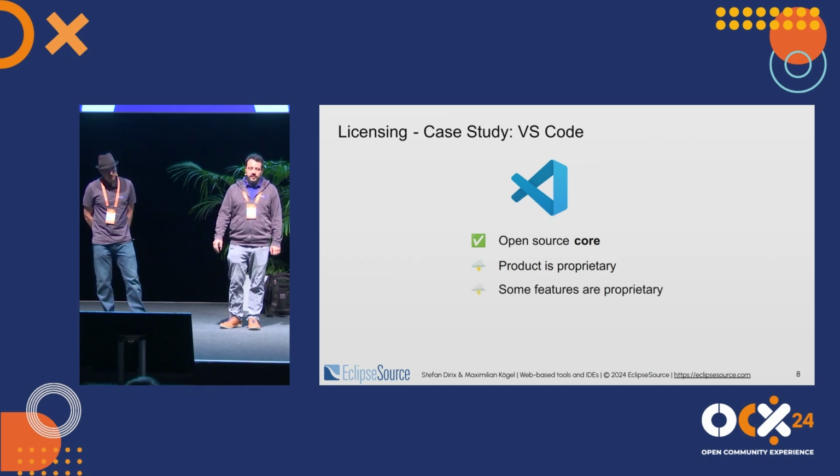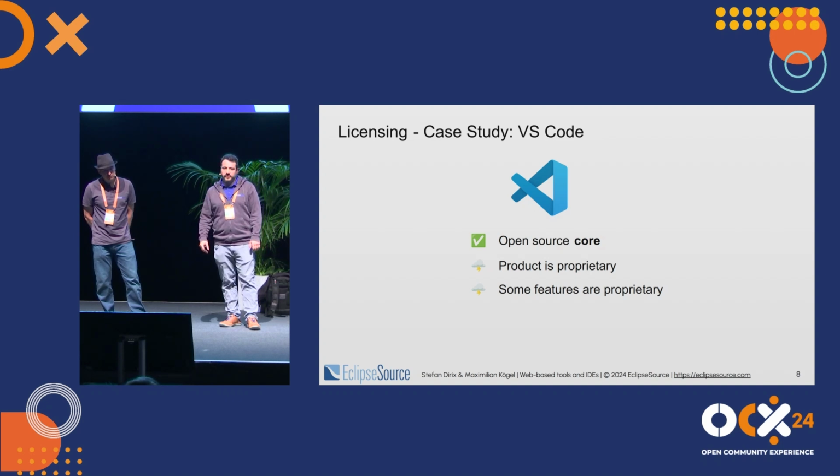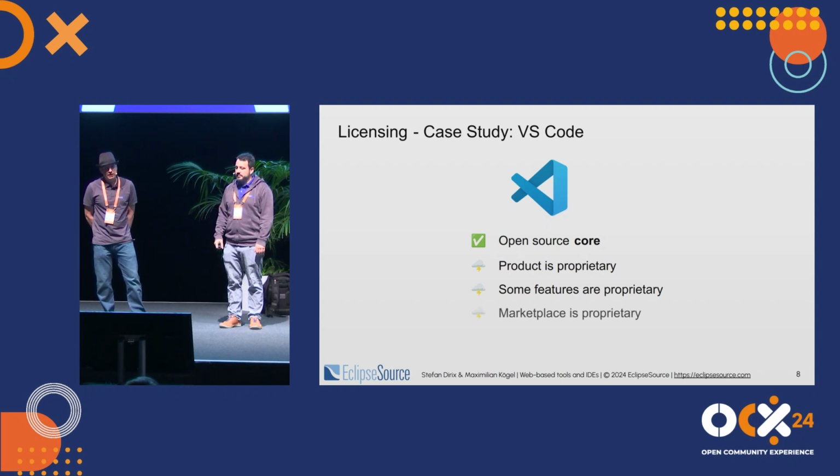Also, not only is the product proprietary, also some features are proprietary. So you settled on a fork of VS Code as your base, and then you want to use the collaboration feature? Not possible. In addition, the marketplace is proprietary. So if you thought about just accessing the marketplace with your open source fork, or if you actually want to have an alternative marketplace where you curate your extensions that you want to make available to your users, not possible.